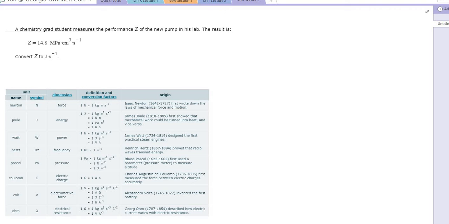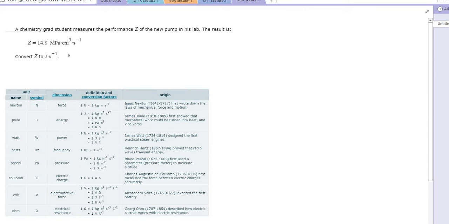Okay, here's an ALEKS problem concerning derived units. Derived units do exist, and so we need to sometimes learn how to deal with them. We won't do it too much in this class, but we have some problems, and so let's do one of these problems.